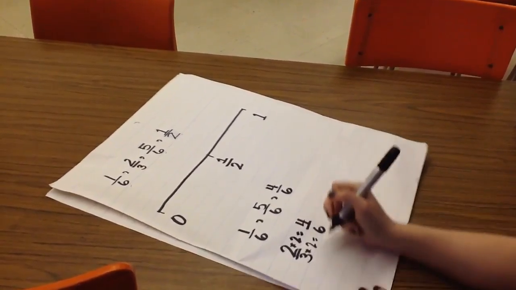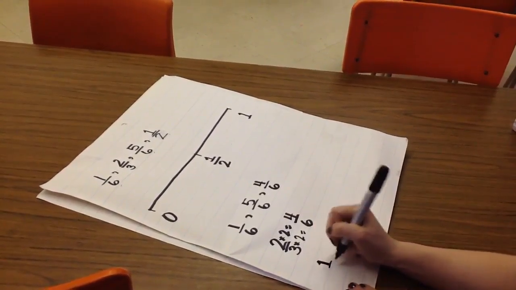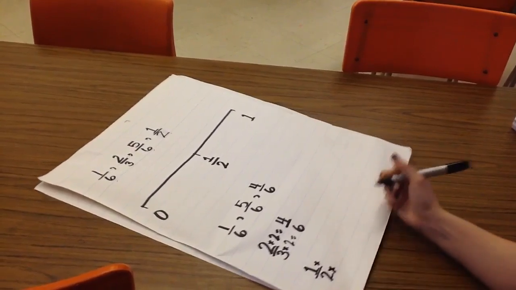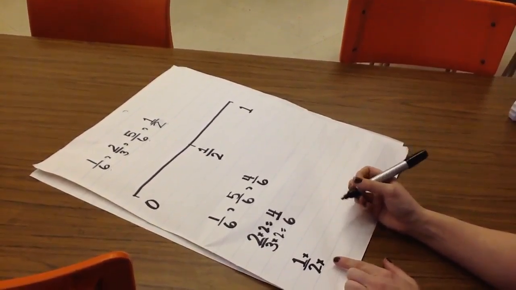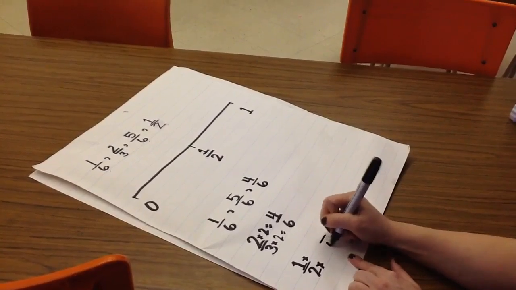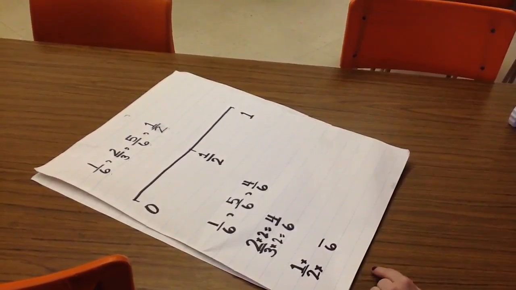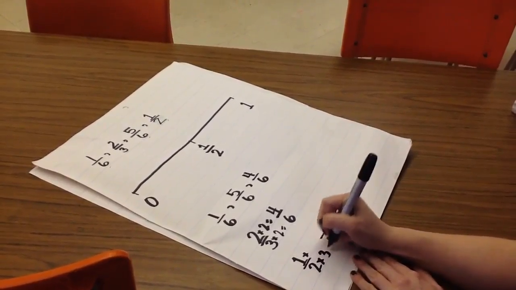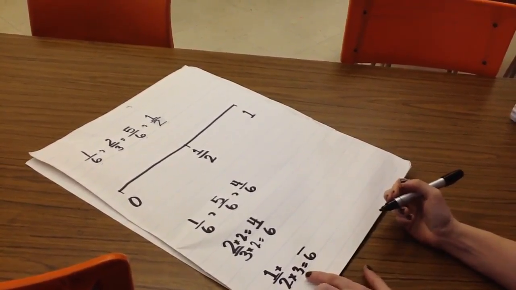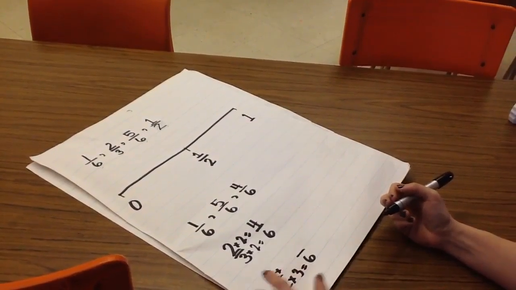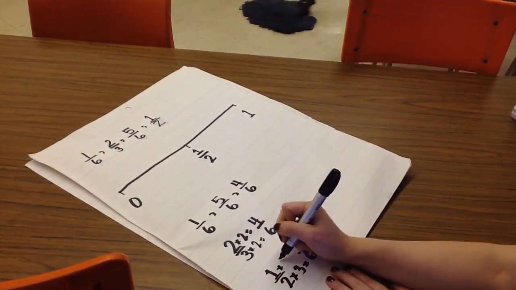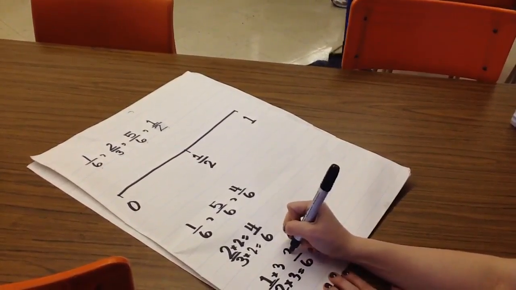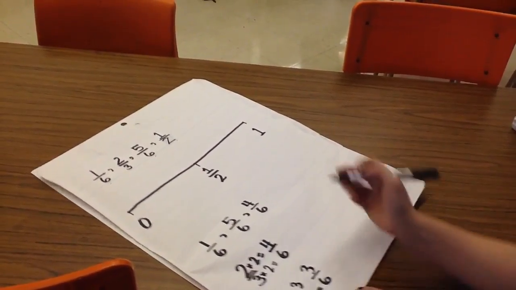Then I have my 1/2. I know I have to multiply my 1/2 by something in order to get a denominator of 6. I know that 2 times 3 equals 6, and whatever I multiply my denominator by, I have to multiply my numerator by as well. I know that 1 times 3 is 3, so my next fraction is 3/6.